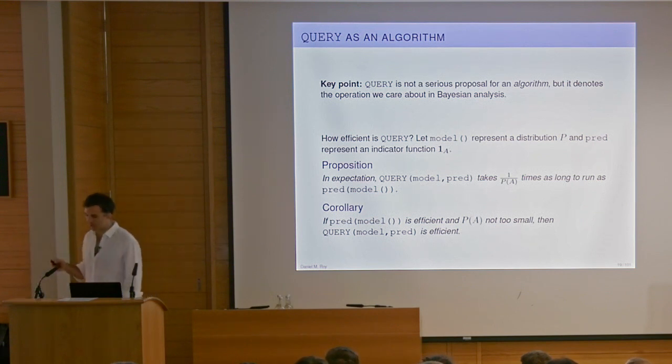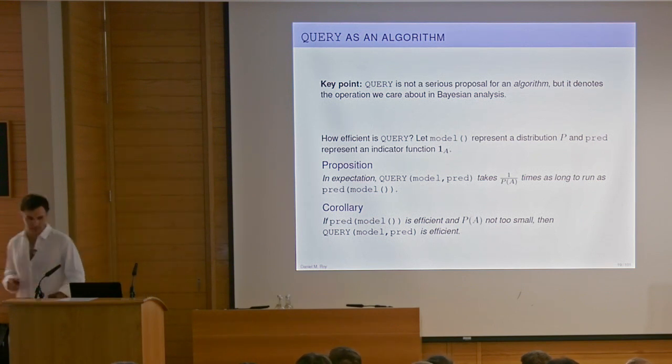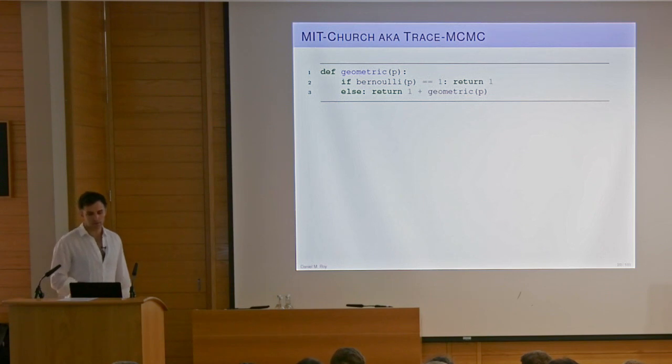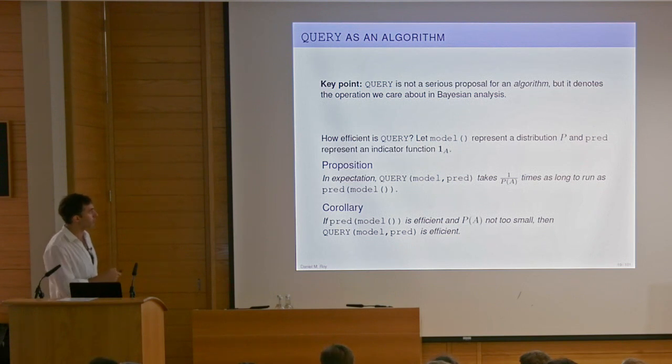And then the implicit generative models and variational inference stuff doesn't work anything like this at all. Okay. So I wanted to give you just one more. This is a bit of an aside about how you might perform the computation underlying query.